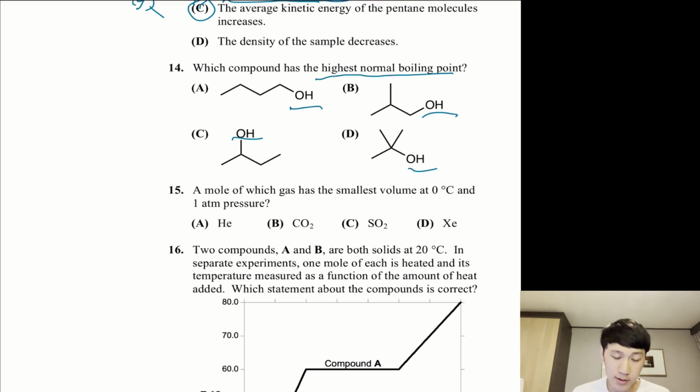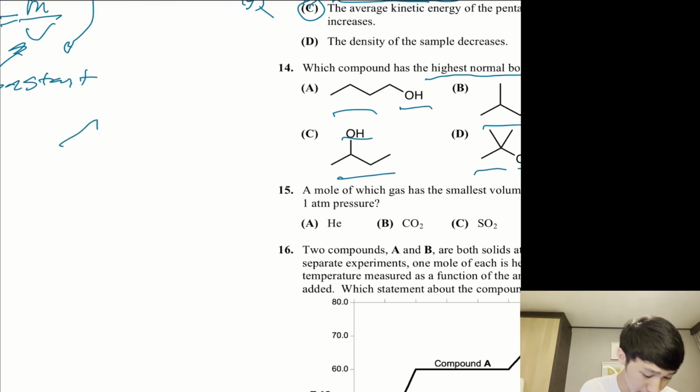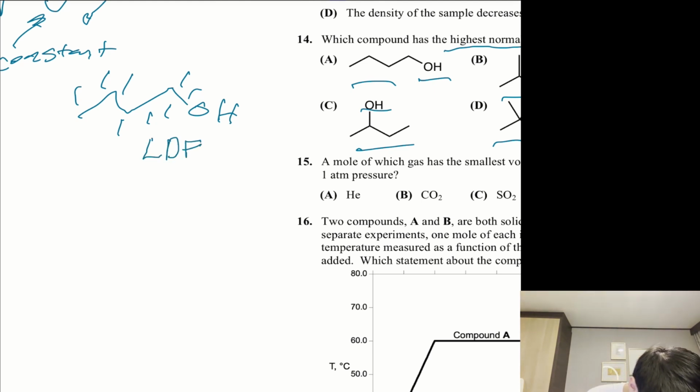And then we can consider London dispersion forces just strictly off mass, but these are all isomers of each other, so they're going to have the same molecular mass. The final thing we can consider is structure. So when we have a straight chain like so, this is n-butanol, this butanol molecule. What's going to happen is we have all of this surface area right here to interact with other molecules through London dispersion forces.